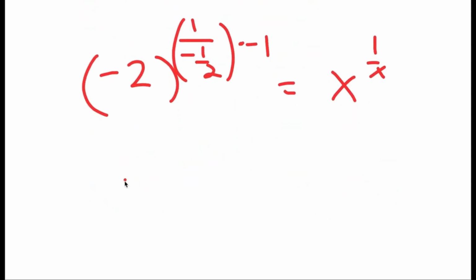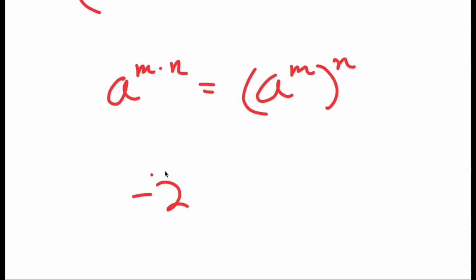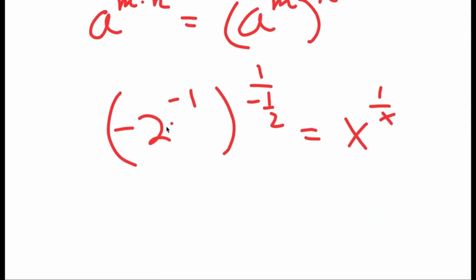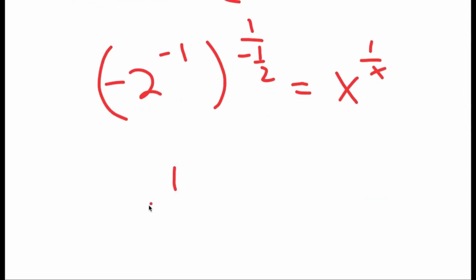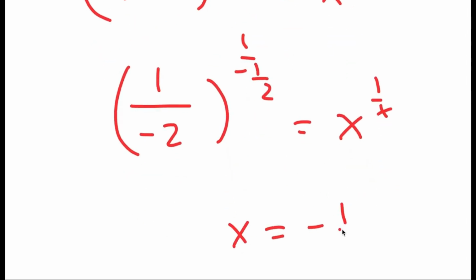And remember, if I have something in the form a to the power of m times n, this is equal to a to the power of m to the power of n. So this -1, I'm going to move to be an exponent of negative 2. So I get negative 2 to the power of negative 1 to the power of 1 over negative 1/2 is equal to x to the power of 1 over x. And negative 2 to the power of negative 1 is 1 over negative 2. So my solution here is negative 1/2.